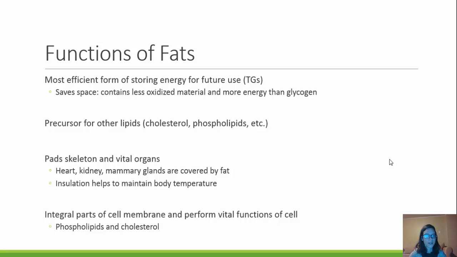Fats are also precursors for other lipids that are necessary for biological functions, such as cholesterol and phospholipids, and both of these are integral parts of the cell membrane and perform vital functions of the cell. And then fats also help to insulate us and pad our skeleton and vital organs. So not only do they protect, but they help us maintain our body temperature.